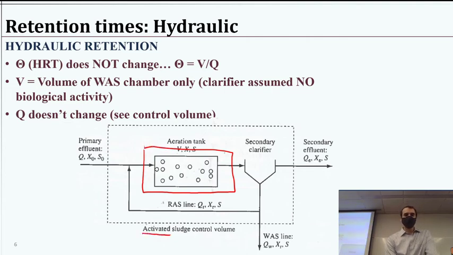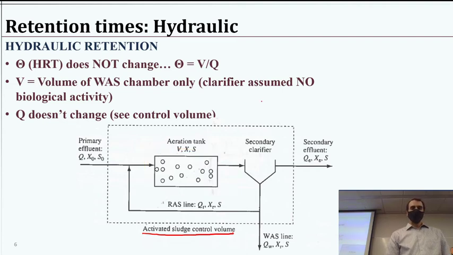According to the book, we have this activated sludge control volume drawn, this outer boundary. But if we're just looking at the reaction that's happening inside this tank, we really can use just this here for the hydraulic retention time, because we said that we have no reaction happening elsewhere. So V over Q is still in effect for our theta. And that's this volume here. And the flow rate, we'll notice here, the Q out here. So we have a small Q coming in and going out, but that's repeated.